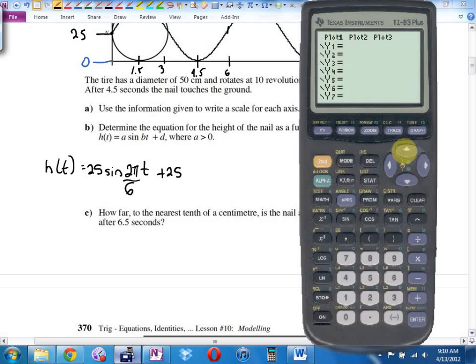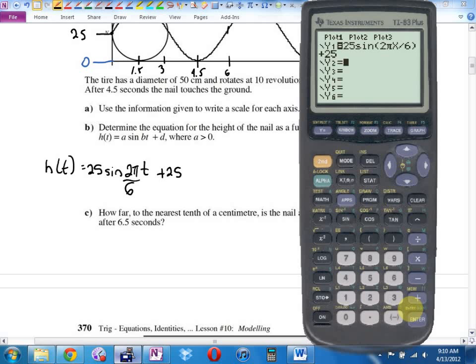let's type the equation in. 25 sine 2 pi x over 6, close bracket, plus 25. So far, so good.